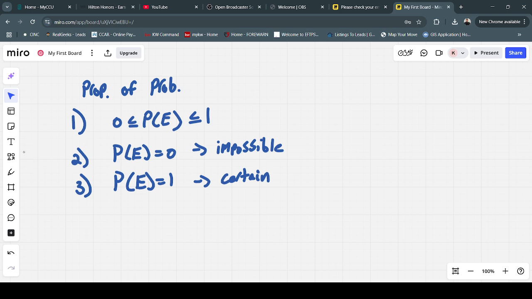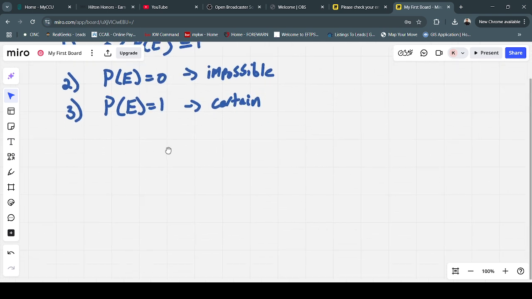Of course, I forgot how to move this without making this all messed up. Come on. There we go. All right, perfect.